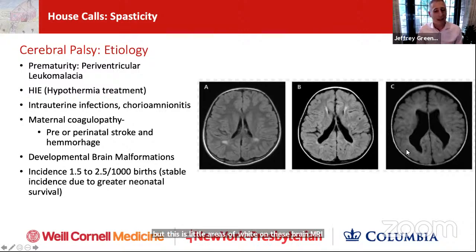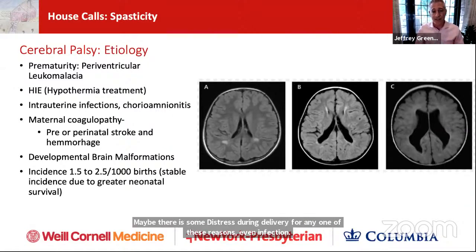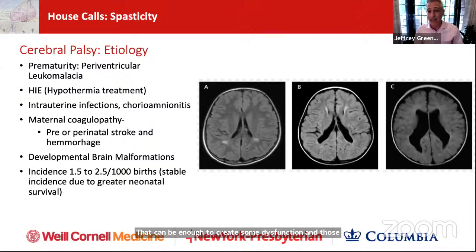This is called PVL. This is the classic finding of a child who may be a little bit premature. Maybe there was a rupture of membranes. Maybe there was some distress during delivery. For any one of these reasons, even infection, that can be enough to create some dysfunction in those neurons and create cerebral palsy. Sometimes it's evident very early in life. Sometimes it's not evident until many years later. It could be in very subtle or very severe form. So the entire spectrum is at play.